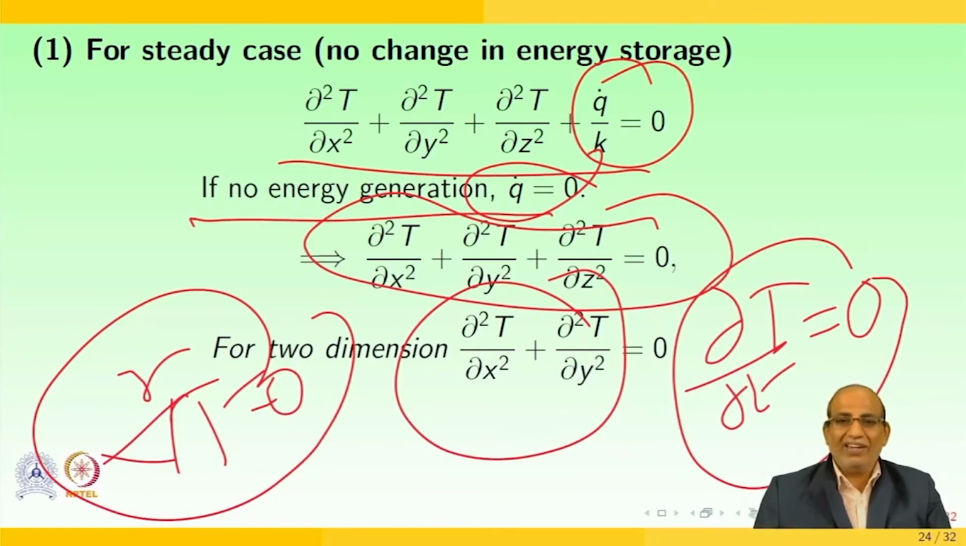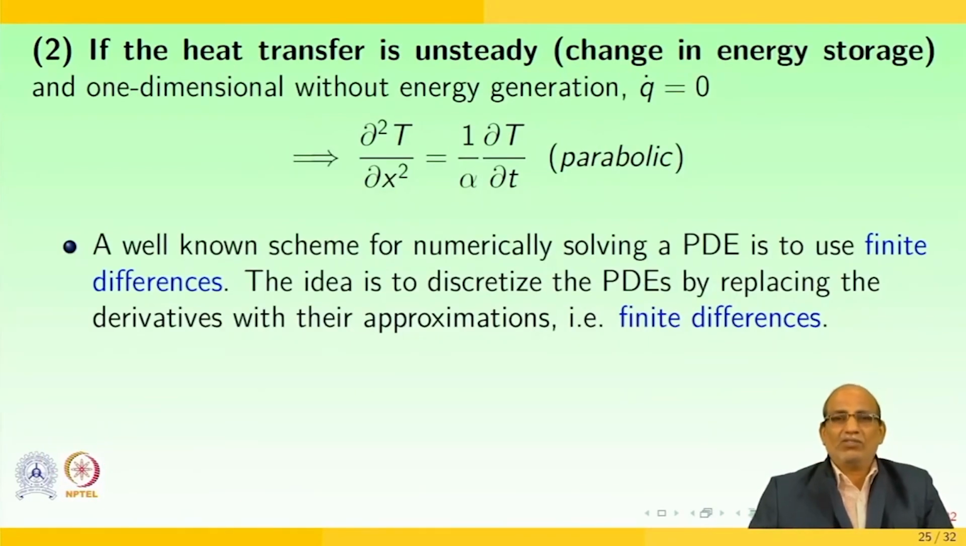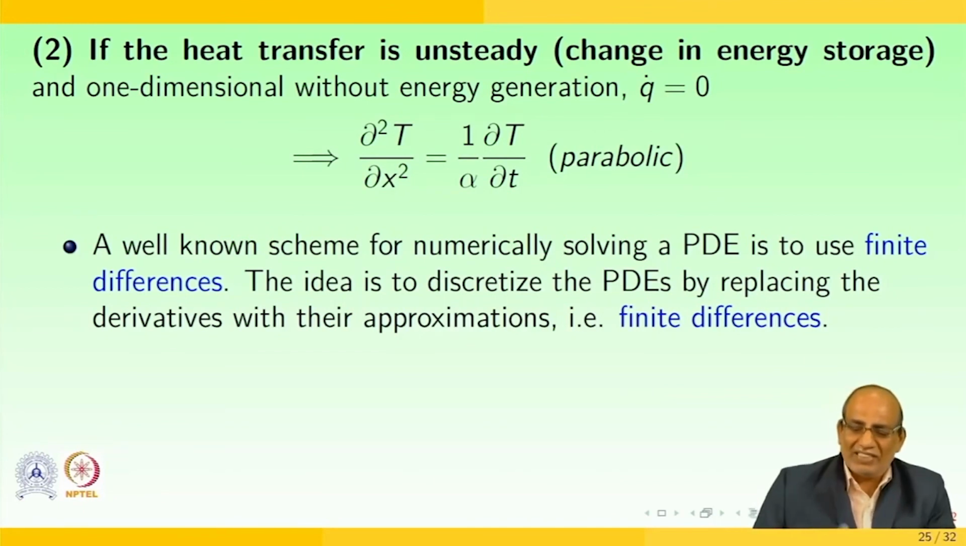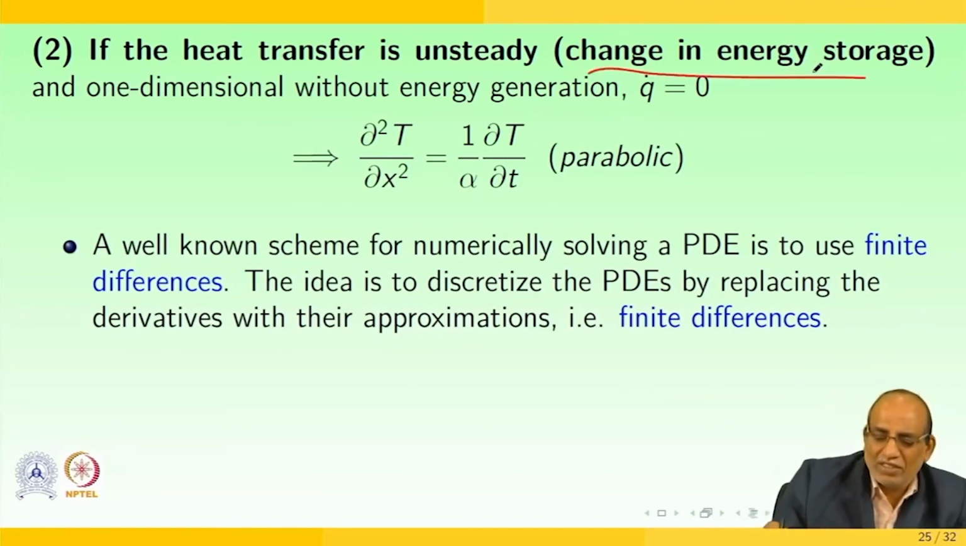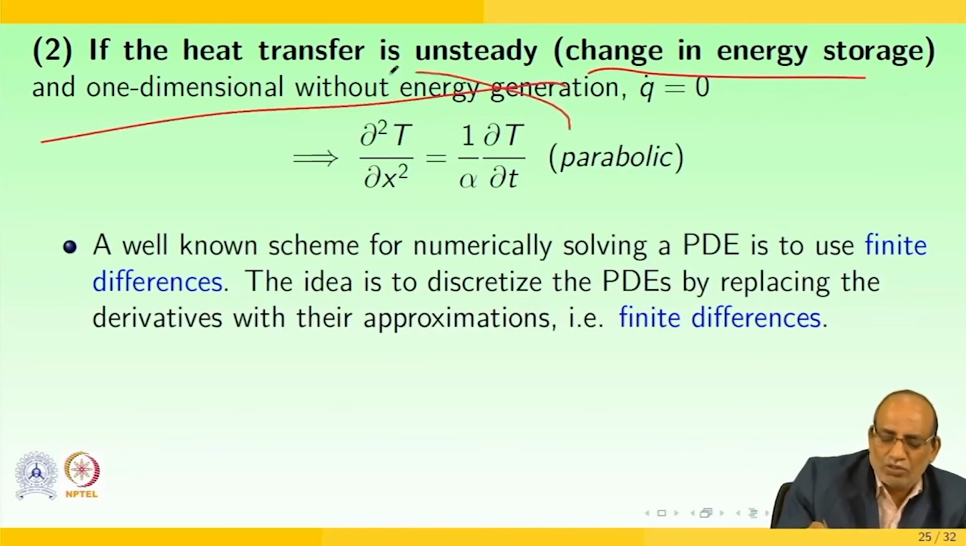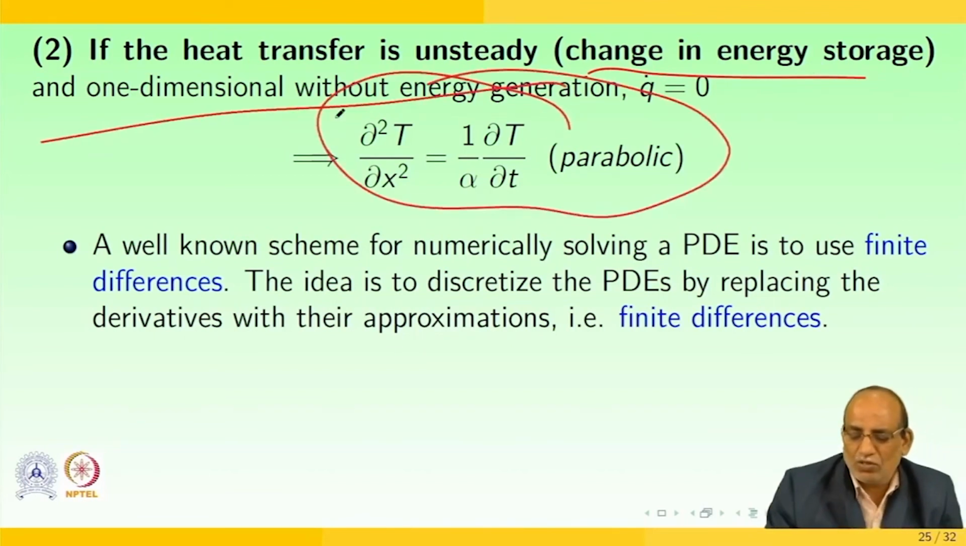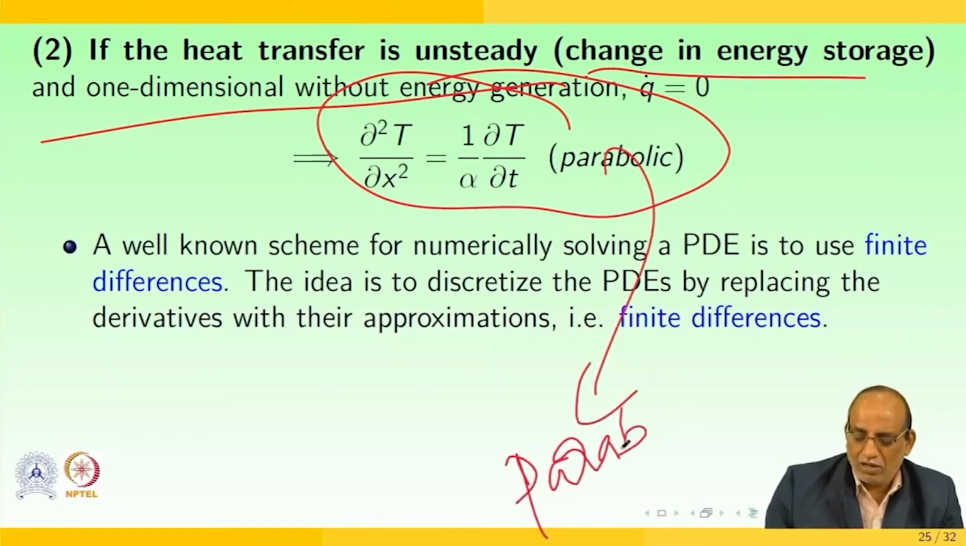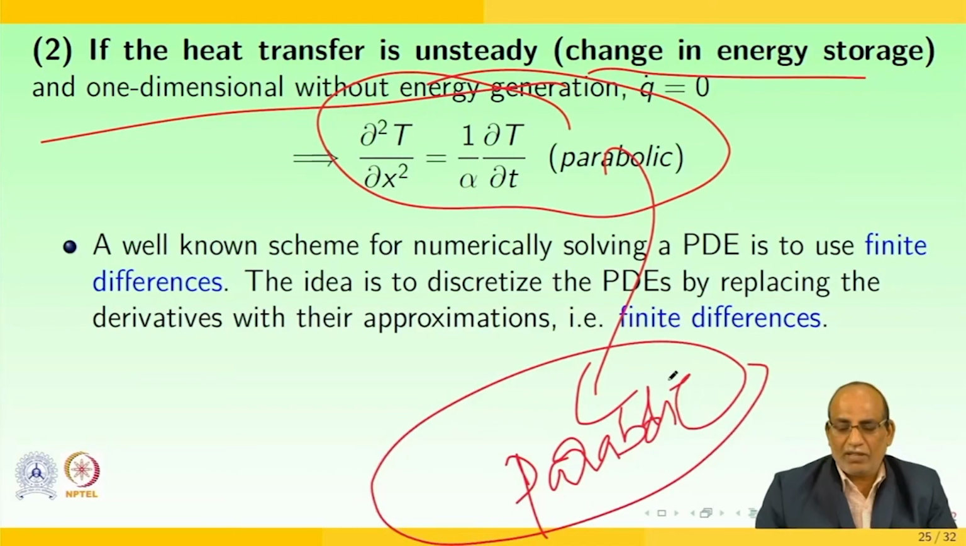It's very interesting how the heat will be transferred. Let us look at a very simple example. If the heat transfer is unsteady, with change in energy storage, then what happens in the one-dimensional case? Dou square T by dou x square is 1 by alpha into dou T by dou t, which is what we call parabolic. How is it parabolic? Its solution looks like a parabola.